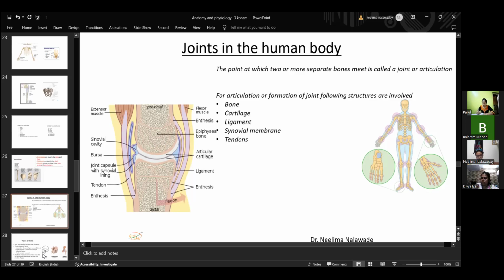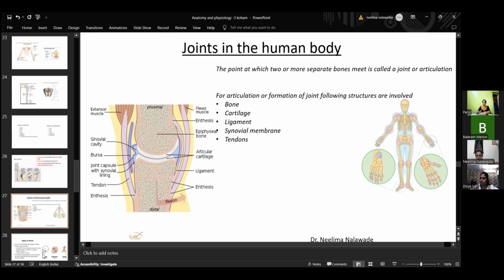What is cartilage? Bone we all know. Bone we saw, types of bones and names of bones. Cartilage is a smooth elastic tissue. Yesterday we saw what is tissue. So cartilage is a smooth elastic tissue, and it is actually a rubber-like padding that covers and protects the ends of the long bones. So the ends of the long bones are covered and protected by cartilage, and it is an elastic tissue.